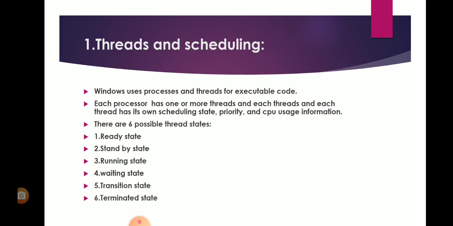Waiting state: when it is waiting for a dispatcher object to be signaled. Transition state: when a thread waits for necessary resources for execution. Terminated state: when a thread finishes execution.